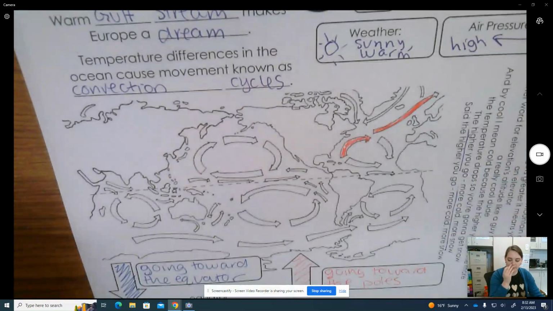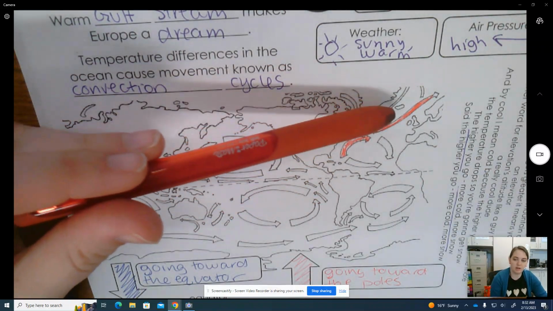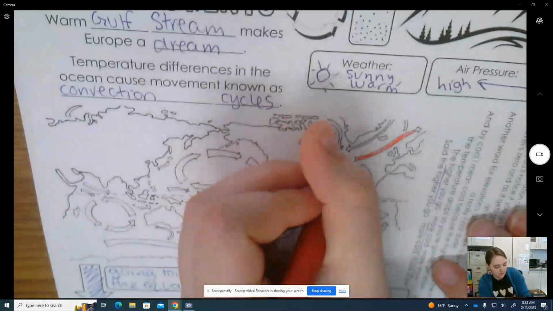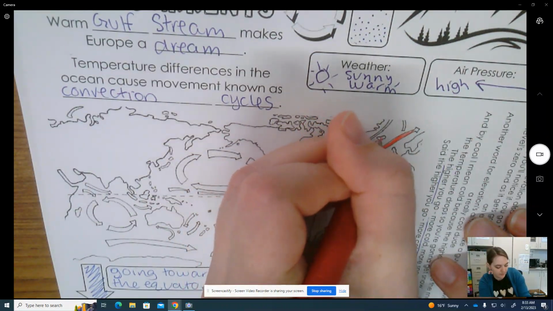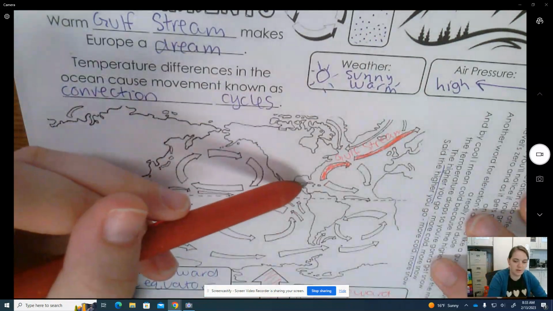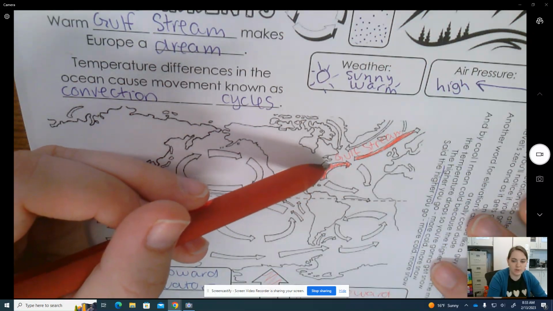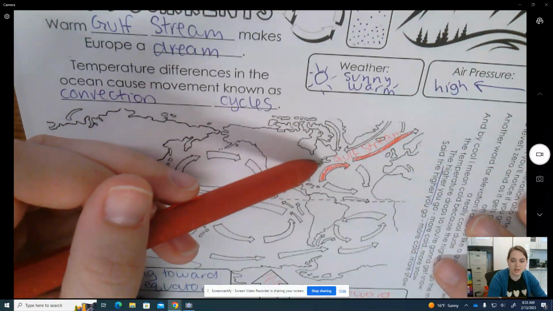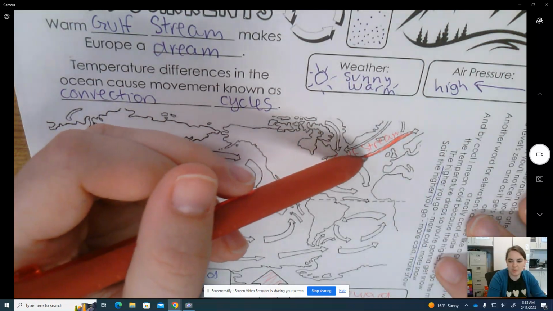Now remember, in the rap, it said, warm Gulf Stream makes Europe a dream. So this is actually the Gulf Stream right here. So label this Gulf Stream. This goes up from the Gulf of Mexico. Warm water flows up this way. This is the East Coast, like New York City, Florida, all that. Goes up here and it keeps traveling up.